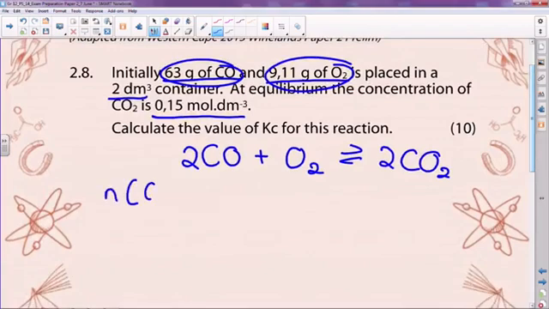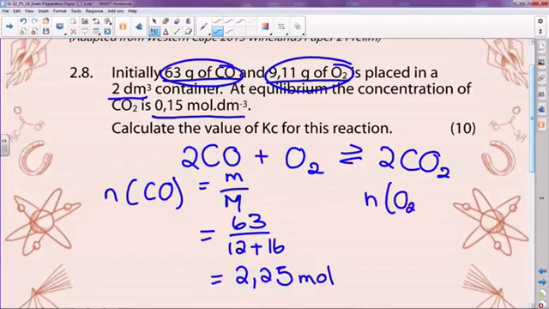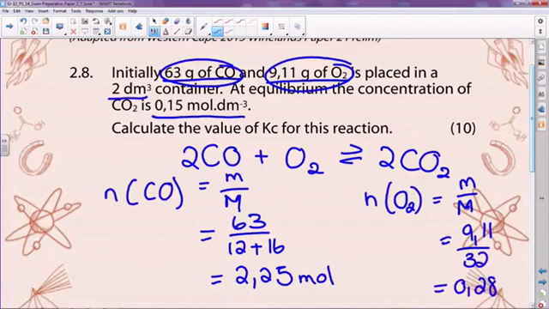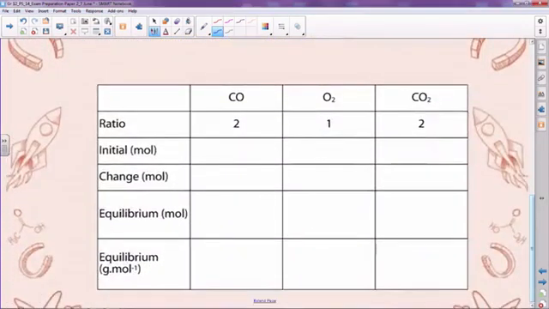So the number of moles of carbon monoxide, which is mass over molar mass, is 63, and carbon is 12, oxygen is 16, so it's 63 divided by 28, which is 2,25. Okay, then we need the number of moles of oxygen, so that's also mass over molar mass, so that's 9,11, and it's O2, so that means it's going to be 2 times 16 divided by 32, which gives me 0,28 moles. Now, from here, I can do my equilibrium table, which is what we want.